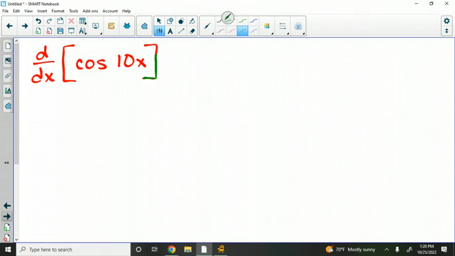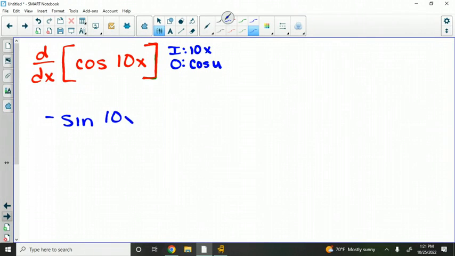So the innermost part is going to be that 10x, like we talked about in the chart. So our inner is 10x. Our outer is the cosine of u. So derivative of the outer, derivative of cosine is negative sine. Keep the inner, times the derivative of the inner. And that would be our answer.